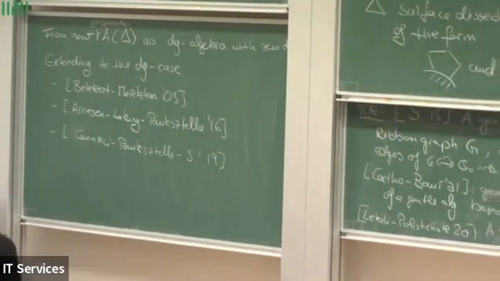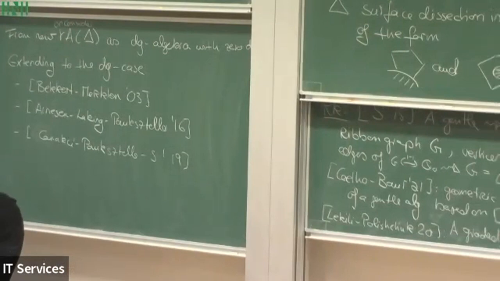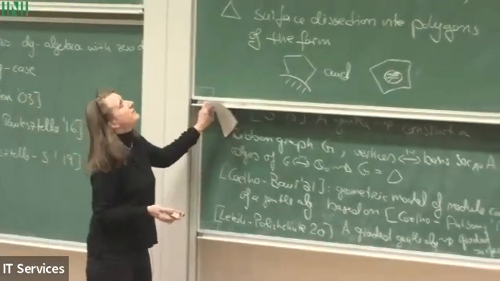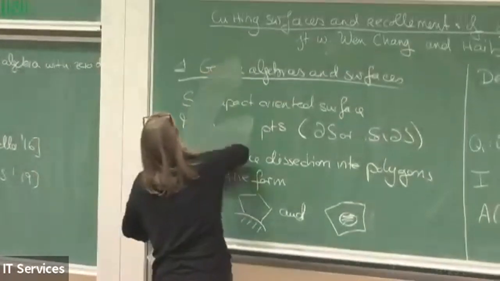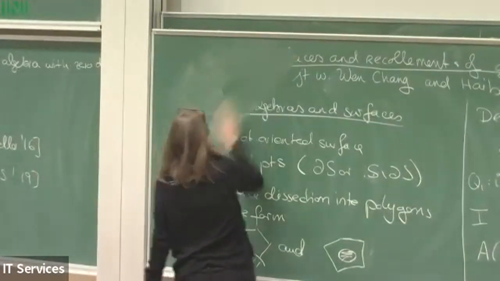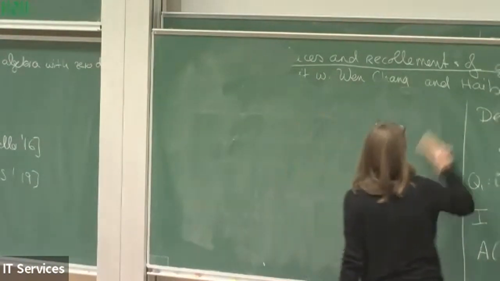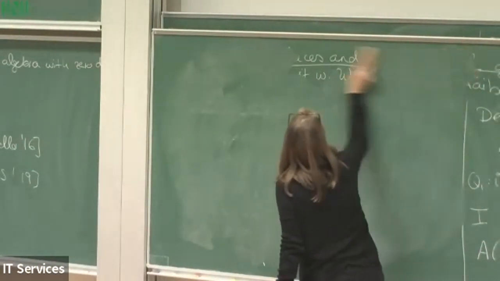Okay, so for the example, I will do that in the zero graded case, simply because the grading is just adding a bunch of shifts, and I don't think it makes things necessarily more transparent.